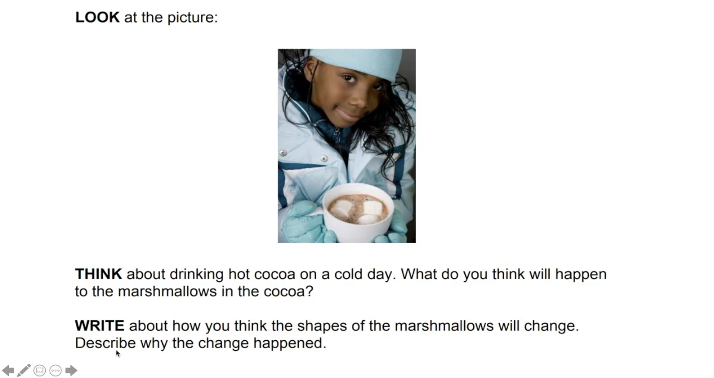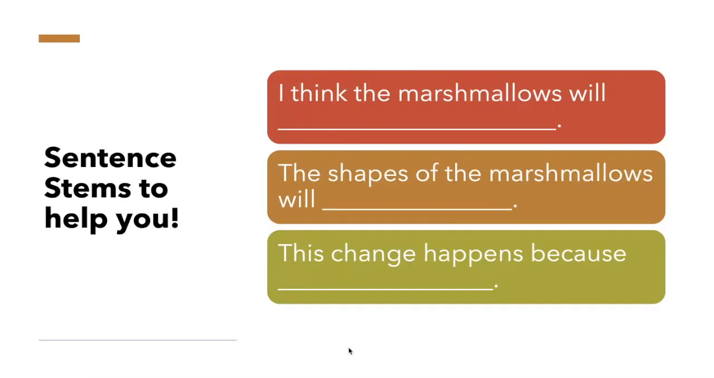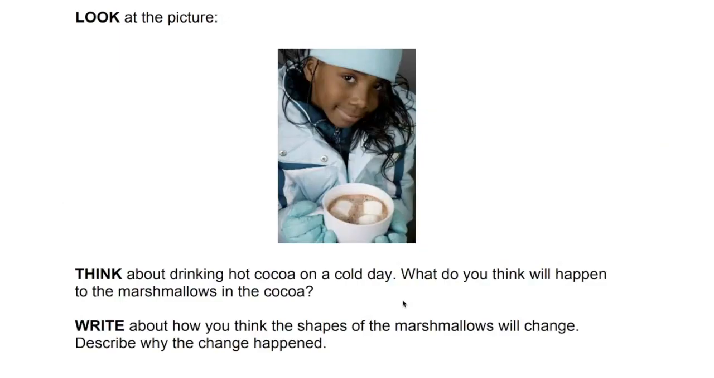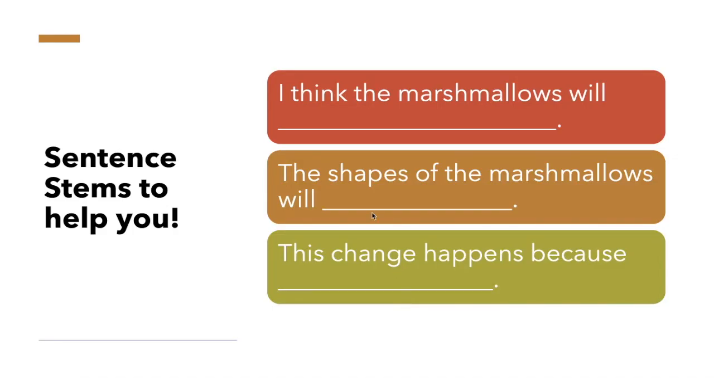And then lastly, describe why the change happened. Think about what we read about in this video and what we learned last week. This change happens because blank. Remember, think about the things we learned in this video and in last week's lessons. So if you need to pause the video to write down some of these sentence stems, that's fine. I will also put them on your assignment in Schoology.